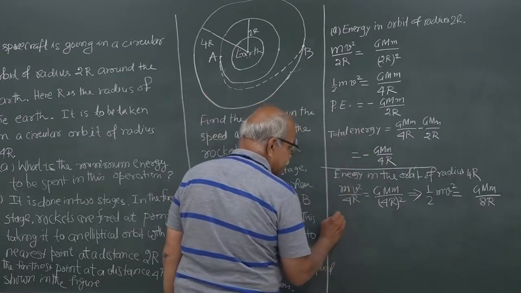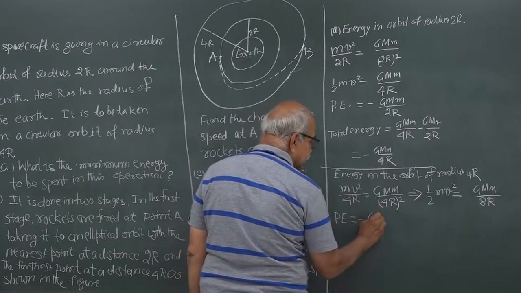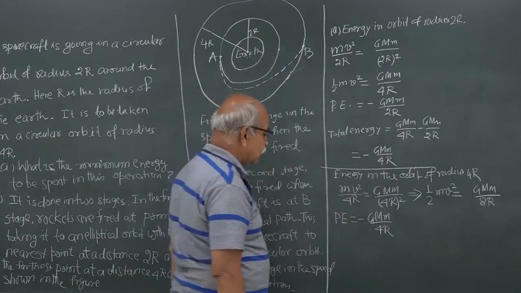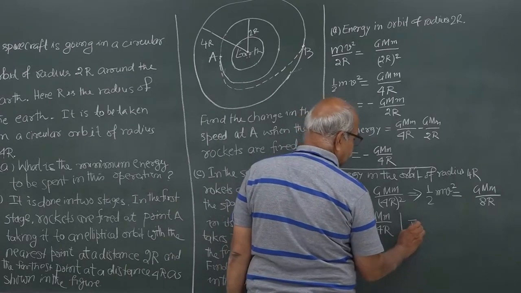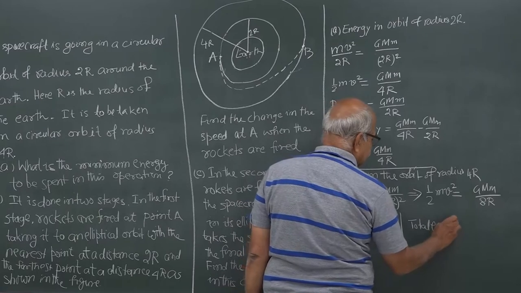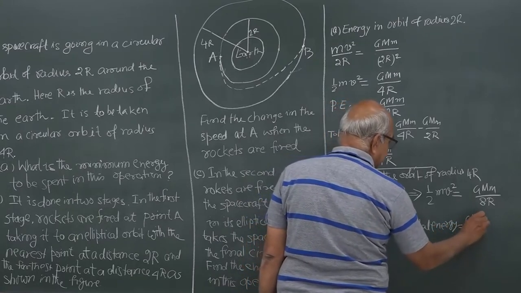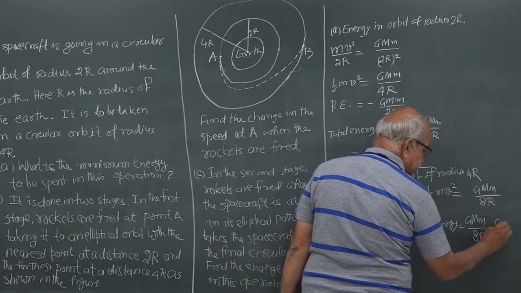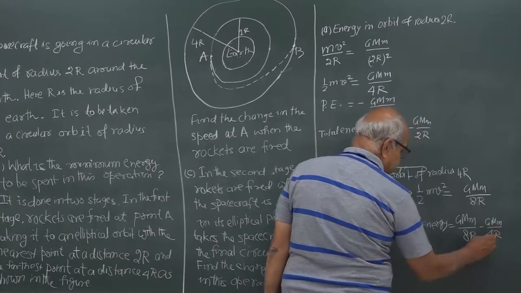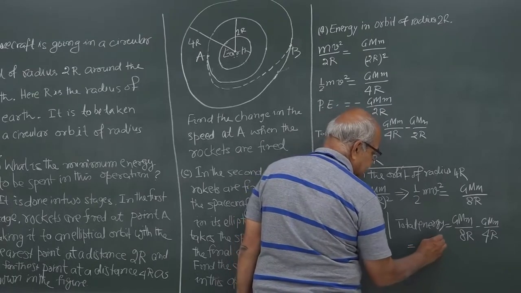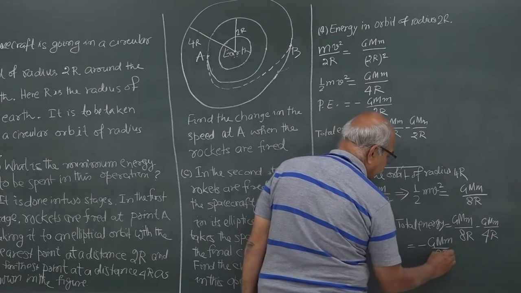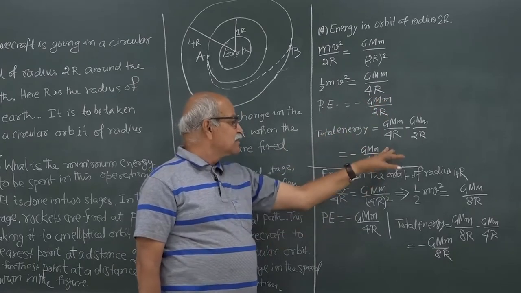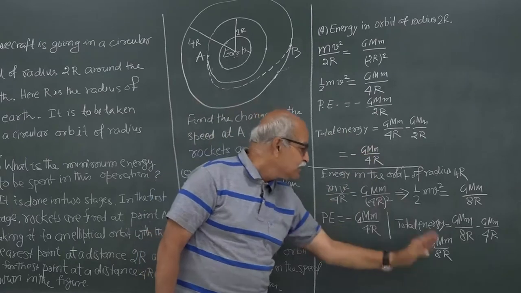And then the potential energy is minus G M m divided by 4R when it is at the distance 4R. So the total energy in this case is G M m over 8R and minus G M m over 4R, which is equal to minus G M m over 8R. Very simple, in fact, in place of 2R you have to write 4R, so in place of R you have to write 2R, so it has to be minus G M m by 8R, which is here.